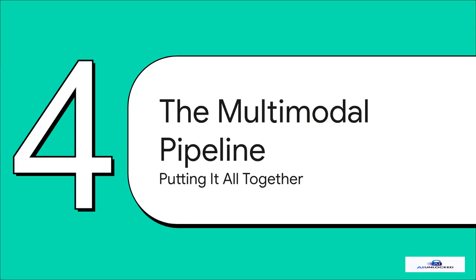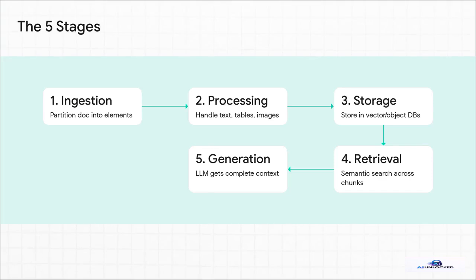Okay, so we've tackled tables, we've tackled images. Now for the really fun part, putting it all together into a complete end-to-end multimodal pipeline. And here it is, the whole end-to-end pipeline, the full picture. It all starts with ingestion. Then you move to the crucial processing stage where you split things up. You handle your text, your tables, and your images using those special techniques we just talked about. After that, it's storage, retrieval, and finally, generation, where the LLM gets all that rich, structured context to give you a truly accurate answer.